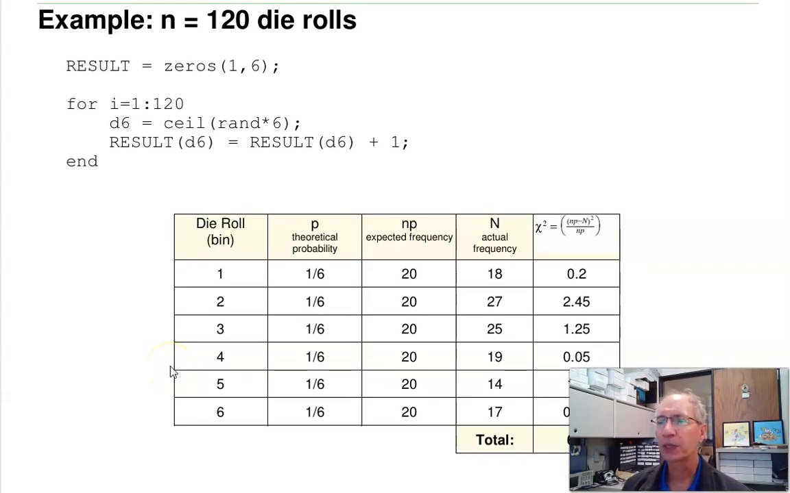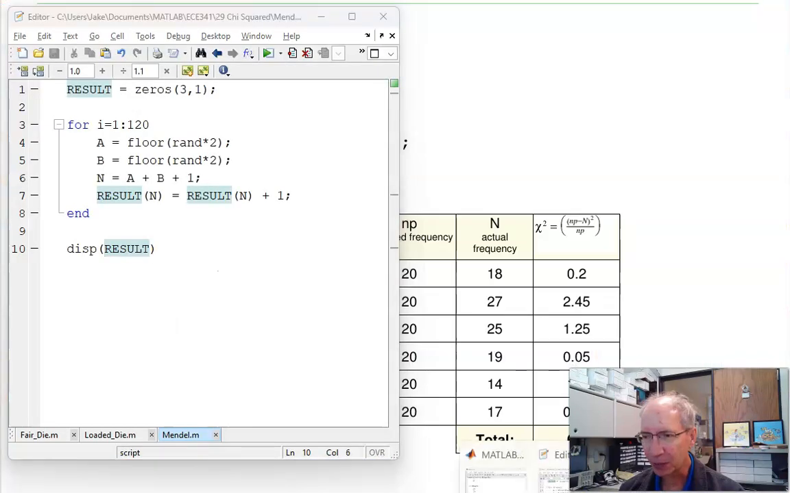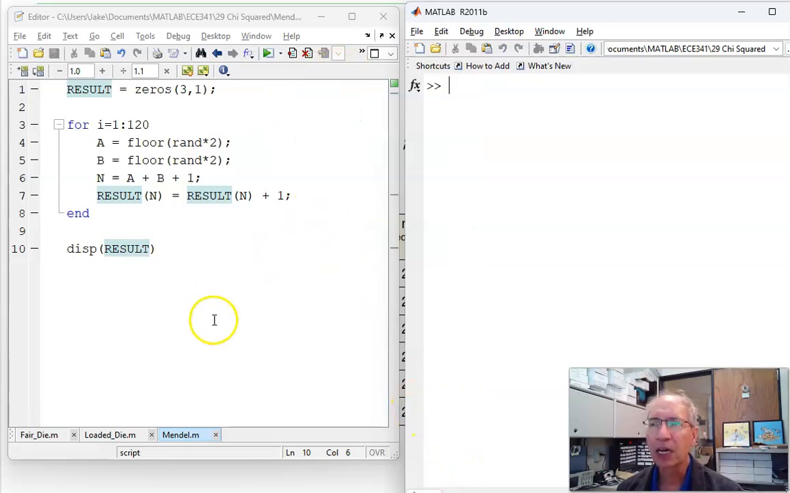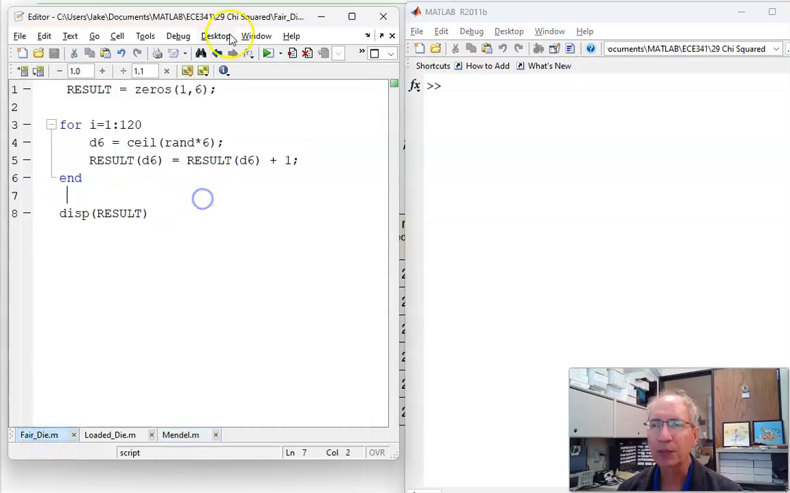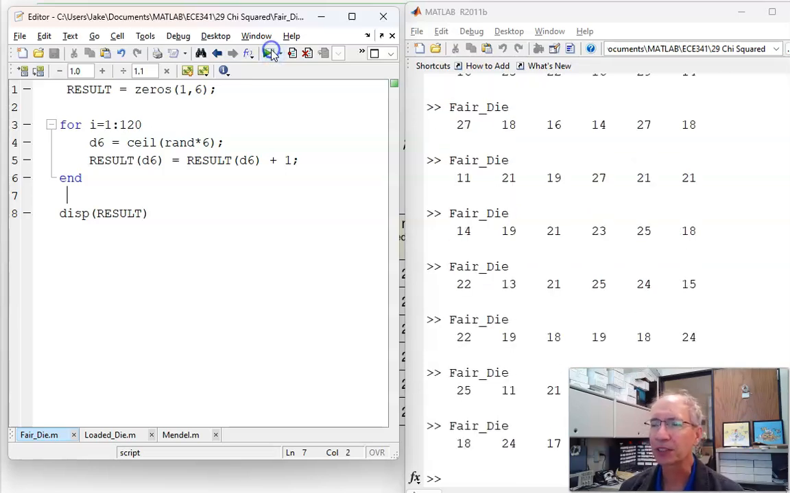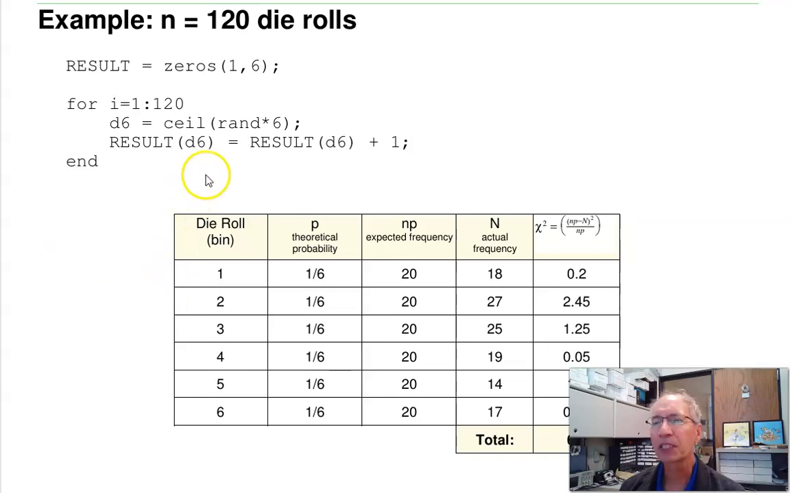So let's start out with a fair die. Here's a MATLAB program that will roll a fair 6-sided die 120 times. I clear my screen and run the program one time. Here's a fair die. If I run it, here's how many 1s, 2s, 3s, 4s, 5s, and 6s I got. Every time I run it, I'm going to get a different answer. It's a random process. Suppose I roll the dice 120 times, and here's what I get: 18 1s, 27 2s, 25 3s, and so on.